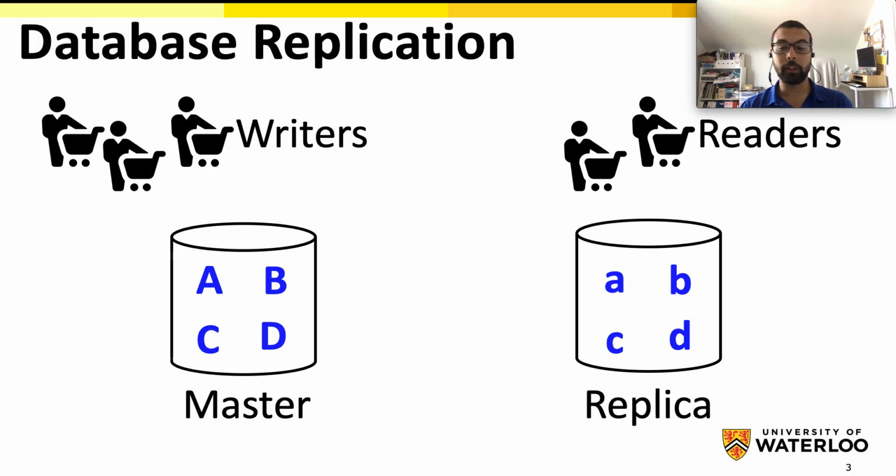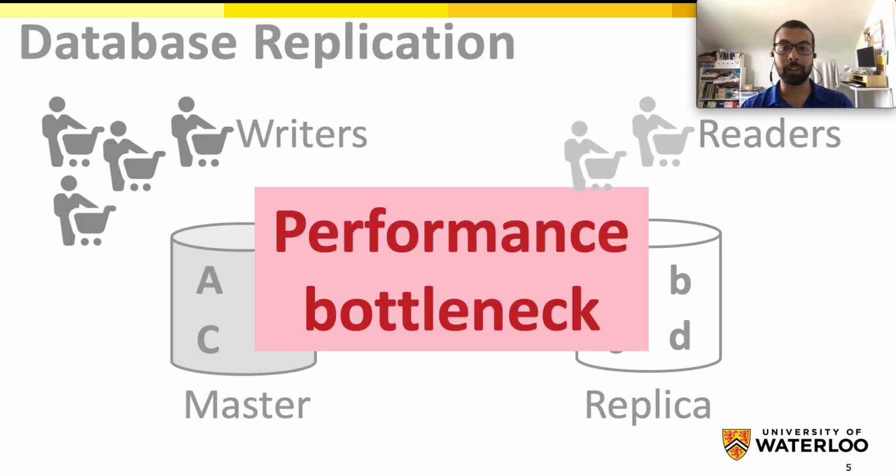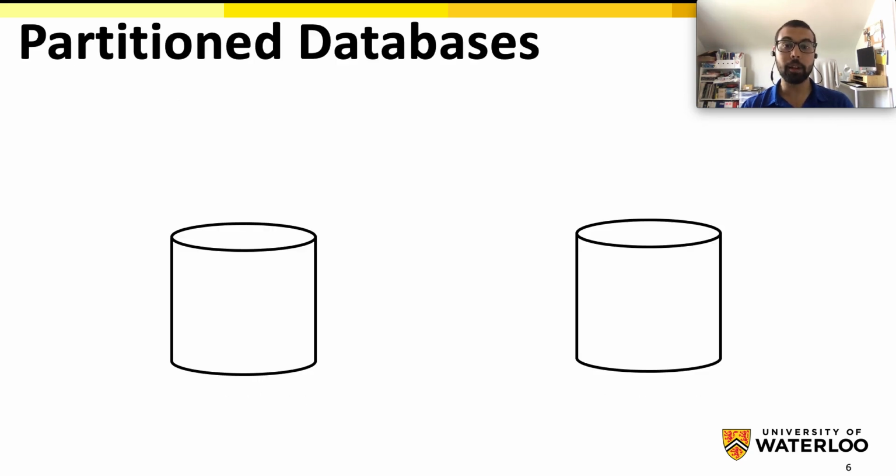However, this architecture suffers from a problem. Too many writers executing at the master results in a bottleneck site. Partitioned databases, like HStore or VoltDB, distribute the writable master copies of data among the nodes.